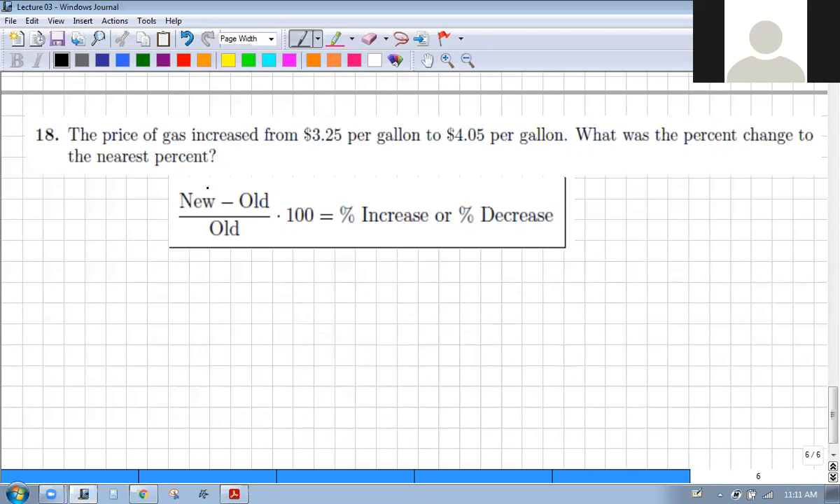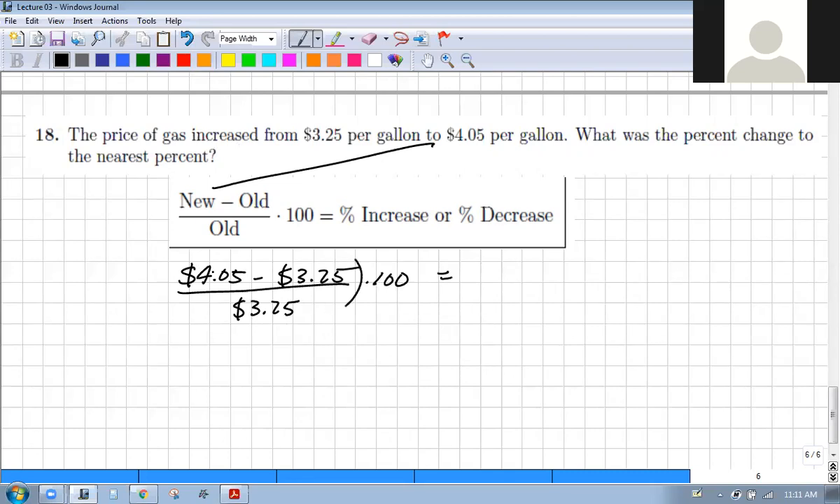The new one is 405. The old one is 325. And then multiply by 100. Okay, so 405 minus 325. It's still 0.8, but it's positive, not negative, right?